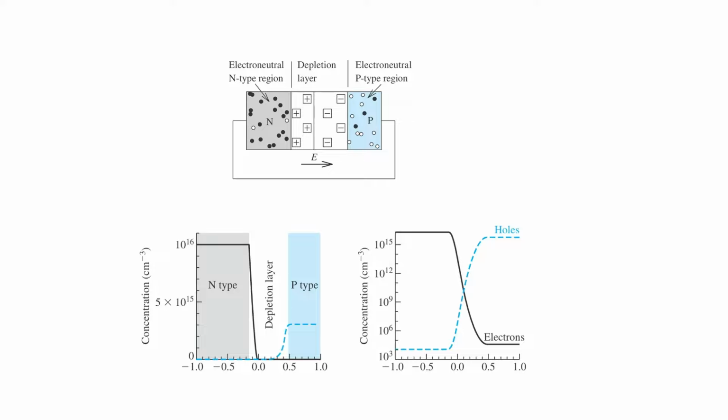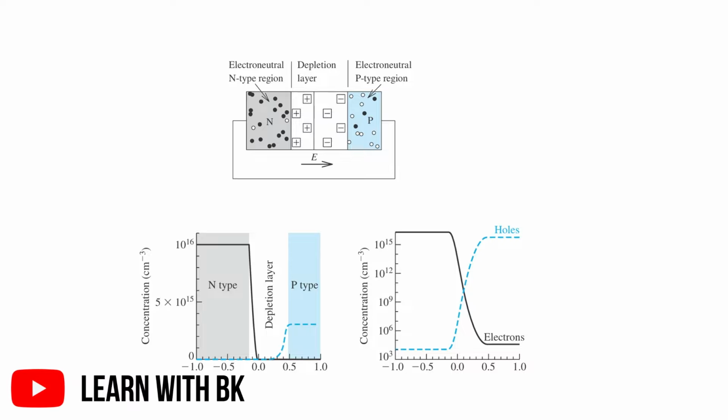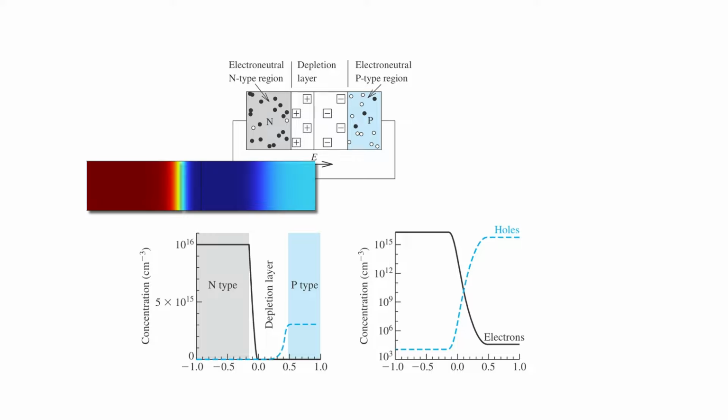Hello everyone, in this video we will talk about semiconductor physics, specifically the PN junction. Now, the PN junction is the foundation of modern semiconductor devices, from diodes and transistors to solar cells and sensors. Understanding how charge carriers behave at this simple interface is essential for anyone working in electronics, material science, or even device engineering.